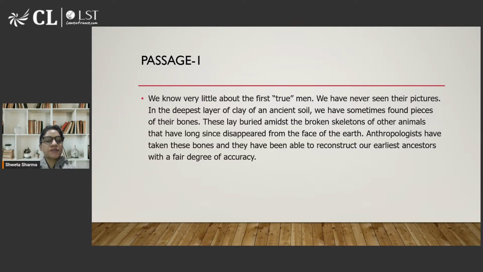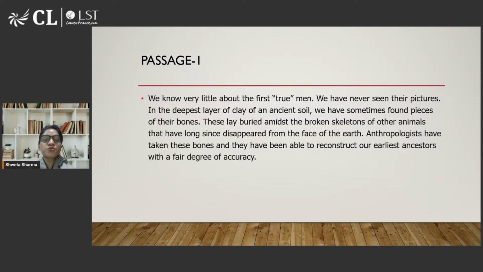Okay, so let's start the passage. It says, "We know very little about the first true men. We have never seen their pictures. In the deepest layer of clay of an ancient soil, we've sometimes found pieces of their bones. These lay buried amidst the broken skeletons of other animals that have long since disappeared from the face of the earth. Anthropologists have taken these bones and they have been able to reconstruct our earliest ancestors with a fair degree of accuracy." So, what does this passage talk about?